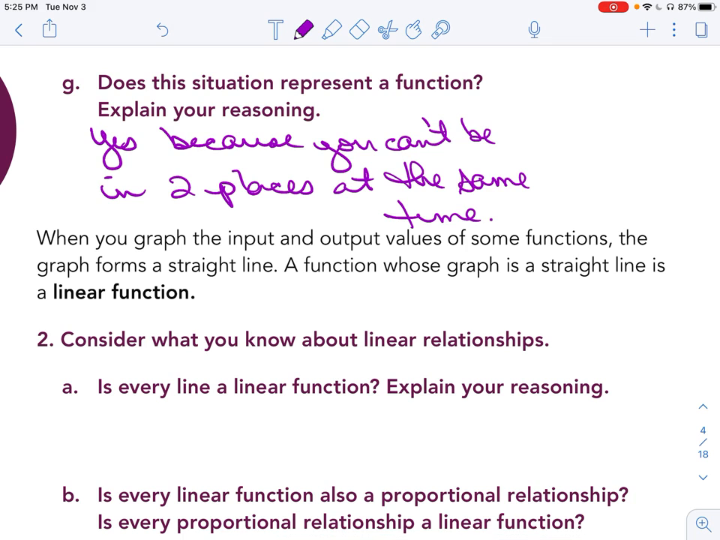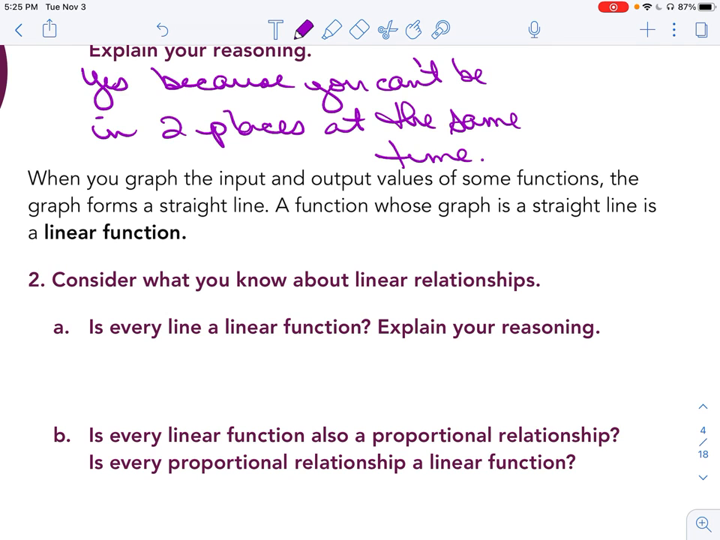Now some of you said that if it's not linear, it's not a function. So you have to be careful with saying that. All functions, are they linear? Are all functions linear? Those are two different situations. So we're going to talk about that. When you graph the input and the output values, that means the x's and the y's of some functions, the graphs form a straight line. A function whose graph is a straight line is called a linear function.